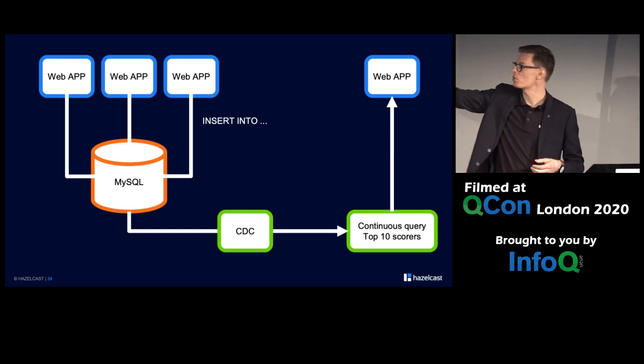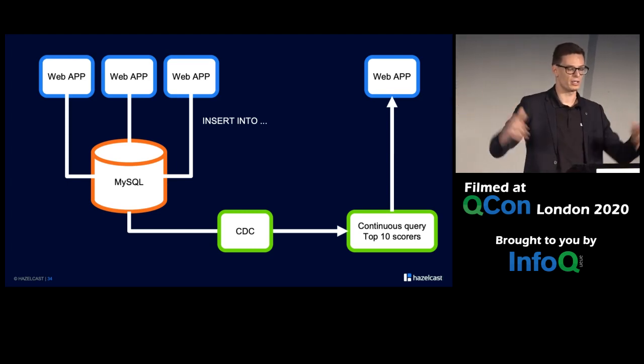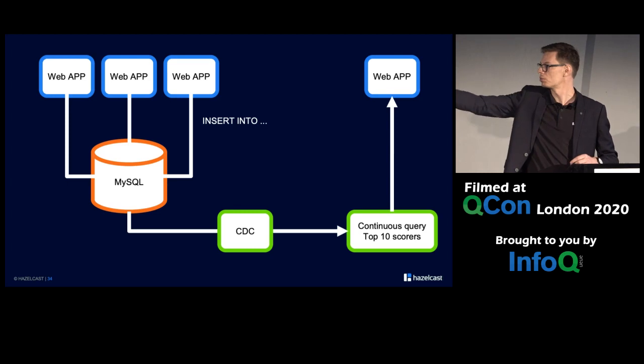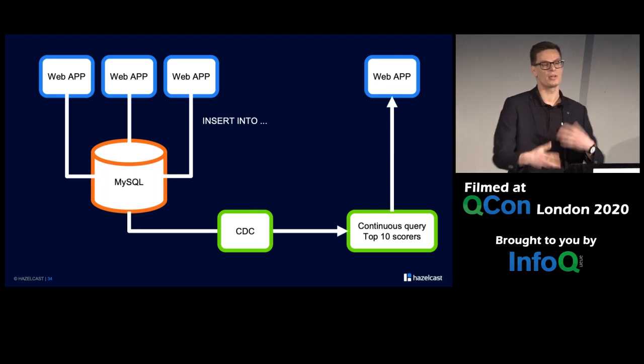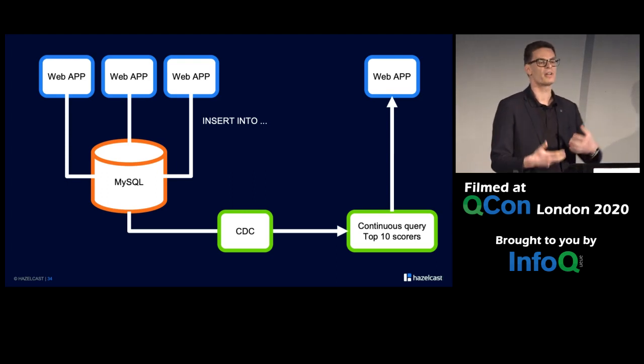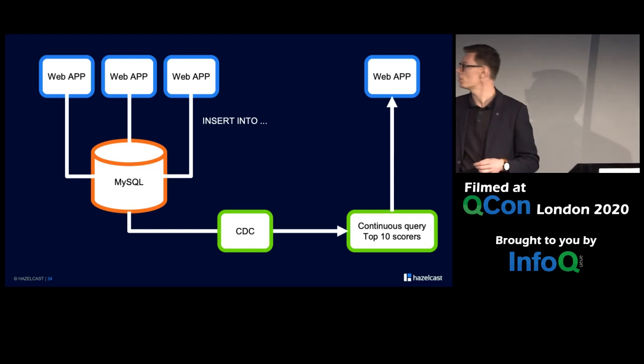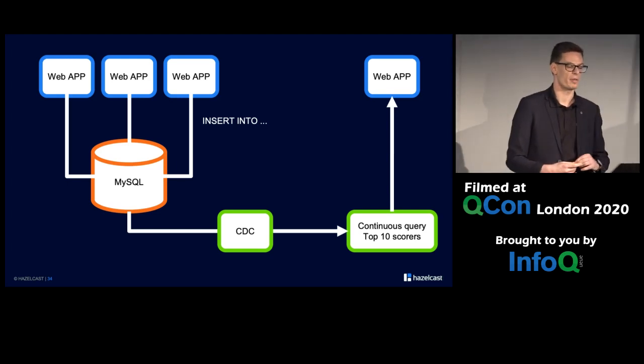So every time there is a new goal inserted to MySQL via the legacy application, the change information is extracted by CDC. The stream processor recomputes the top 10 players, and if there is any change, it pushes the information back to the web application.